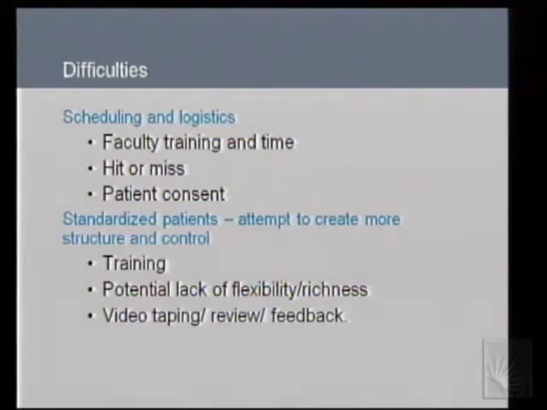So most schools have something called standardized patients, and these are patients who are given a script and they say, you're going to be the patient with congestive heart failure. This is what you need to know. And then there's a lot of training that needs to happen. These are usually lay people.